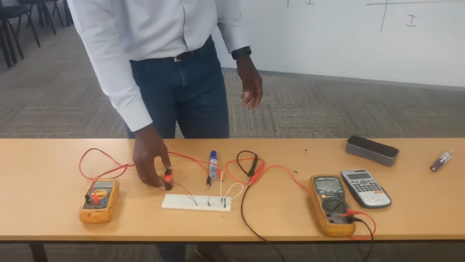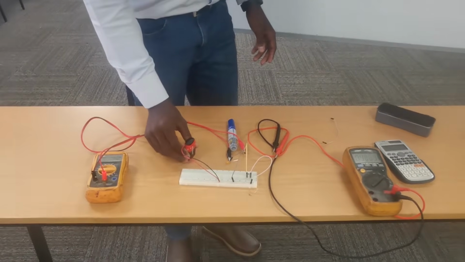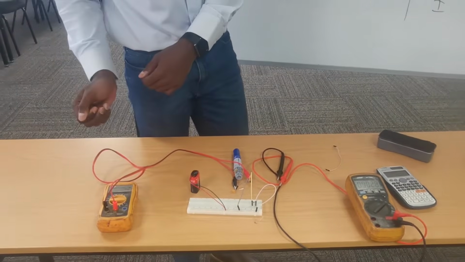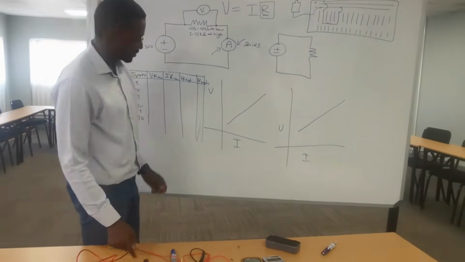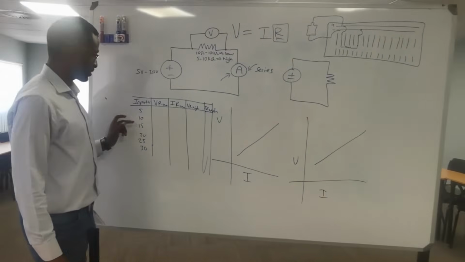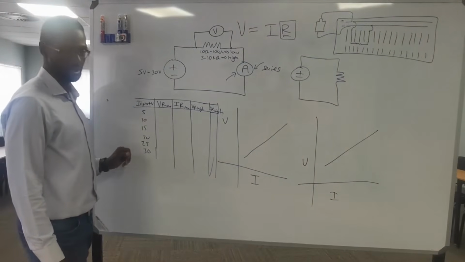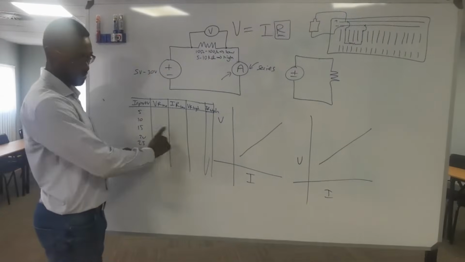And the only thing that will change is that your source value will now be your DC power supply. And you're going to change that from 5 volts to 10 volts to 15 volts, 20 volts, 25, and 30 volts. And then you'll measure your current.